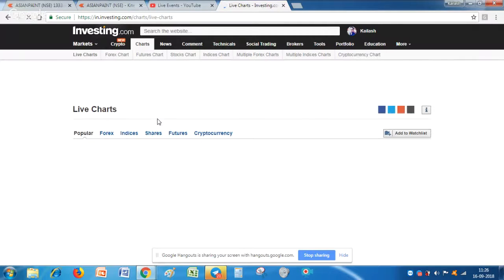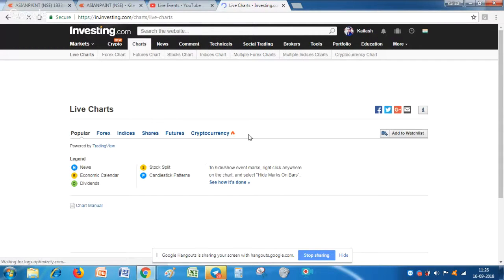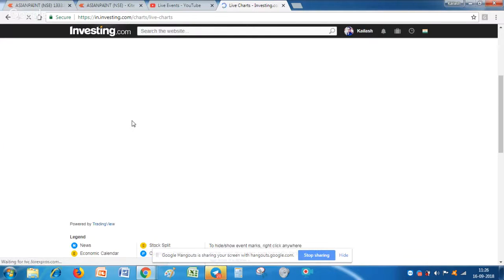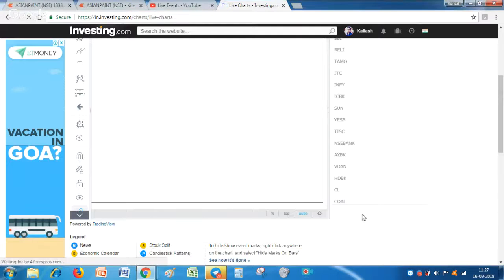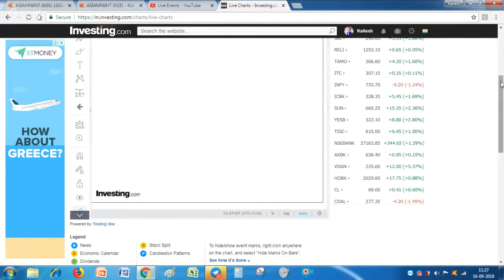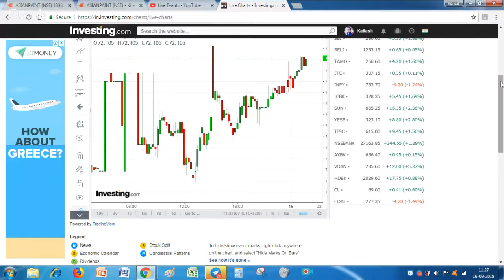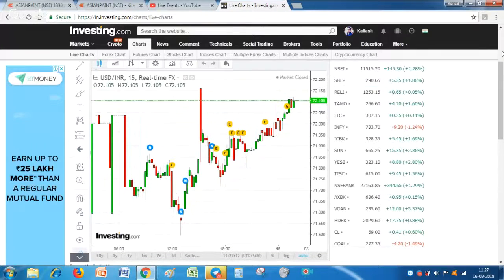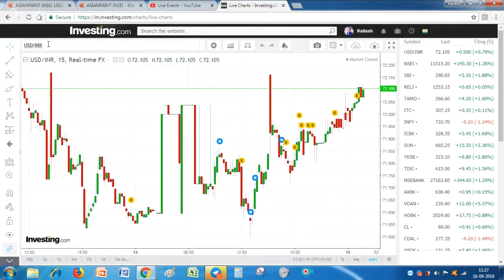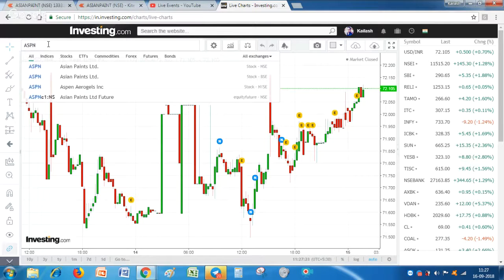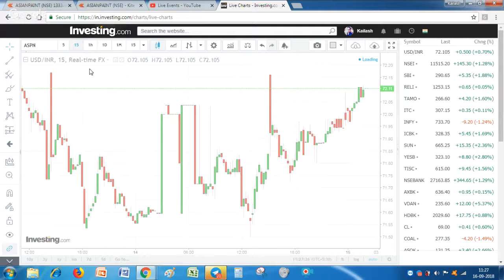Sorry, this site has one problem: sometimes the setups we have placed all go away. So we have to wait for one more minute and let it reload. Sometimes this site immediately goes back to its original setup, and shows the USD INR chart again.